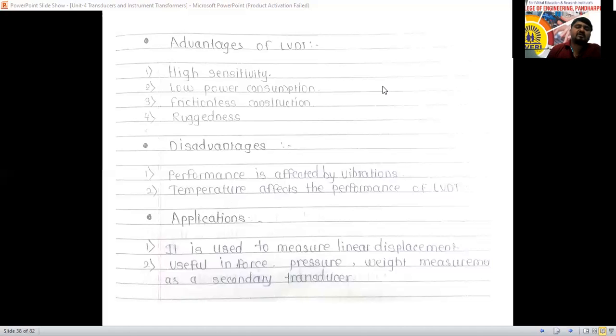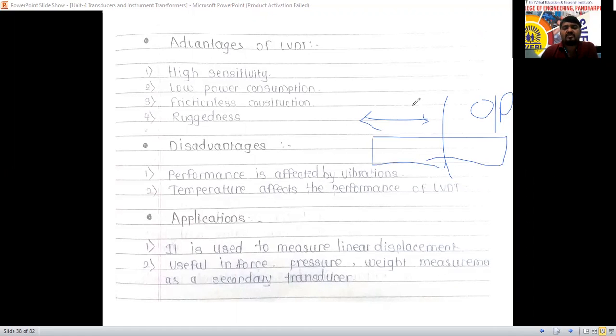It is used to measure linear displacement in industries. It is also useful in force, pressure and weight measurement as a secondary transducer. The displacement is a physical quantity that we convert into an output in the form of voltage or current. So a physical quantity is converted to an electrical quantity, which is called a transducer. That completes the LVDT.